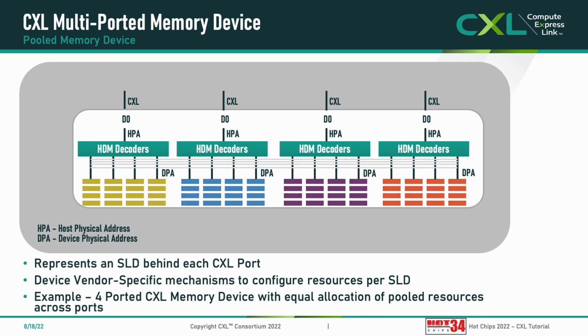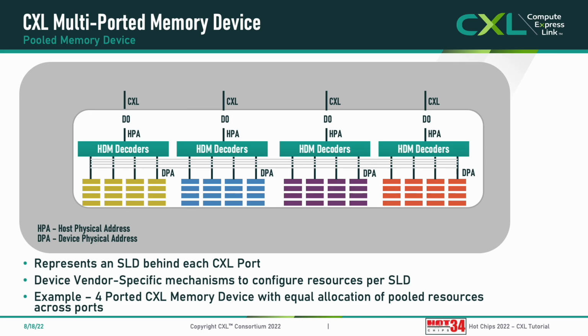Behind each CXL link represents a single logical device that's connected behind that CXL port. And the definition for that single logical device is exactly the same as the SLD I was talking about in the previous slide. The key difference here is that this device is now capable of pooling its resources and then allocating its memory resources to the CXL ports that are connected behind each of those links. How a particular device does configuration of these resources is device vendor specific.